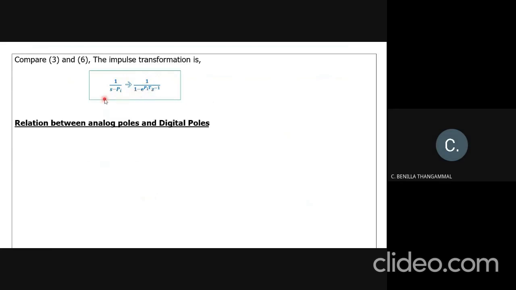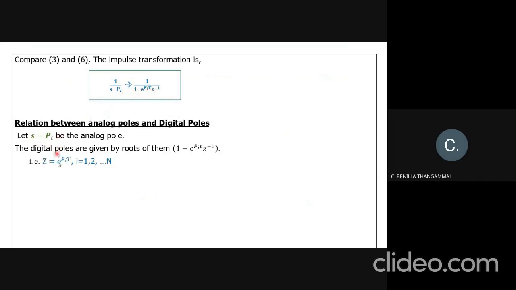So if I equate these two things, I can find the relationship between your analog poles and digital poles. That is, s is nothing but your pi. When s minus pi is equal to 0, I can take s equal to pi. When I equate this denominator to 0, that is 1 minus e power pi T z inverse, I can get z equal to e power pi T. So now replace your pi as s here, so I can get the relationship z equal to e power sT.